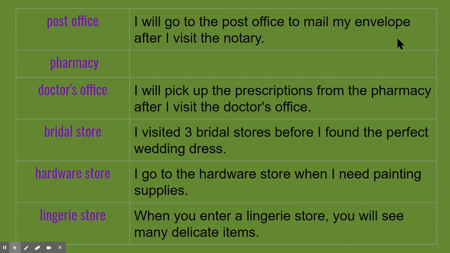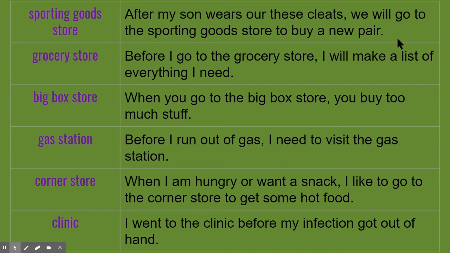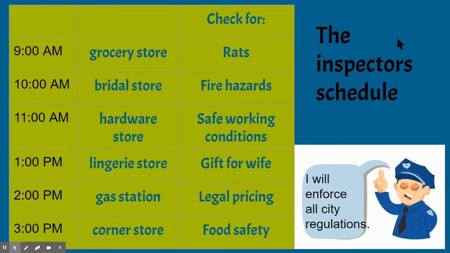And as usual, we've left that one for you to fill in your own sentences for yourself, right? And then this slide, we've started with the dependent clause. And again, you can switch them around to start with the independent clause. So when you go to the big box store, you buy too much stuff. We could also say you buy too much stuff when you go to the big box store, right? So we'll talk about that with your teachers and your classmates and play around with those sentences.